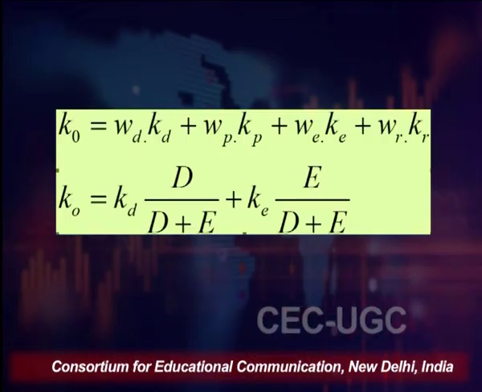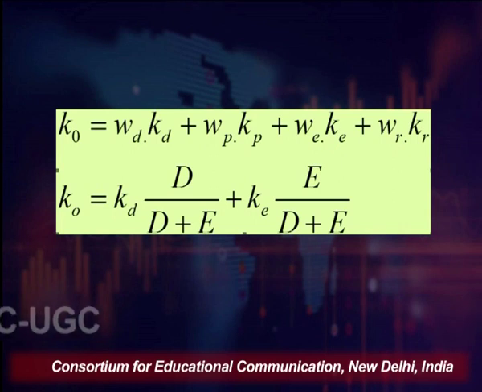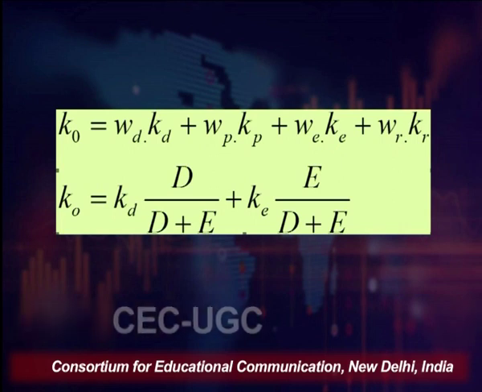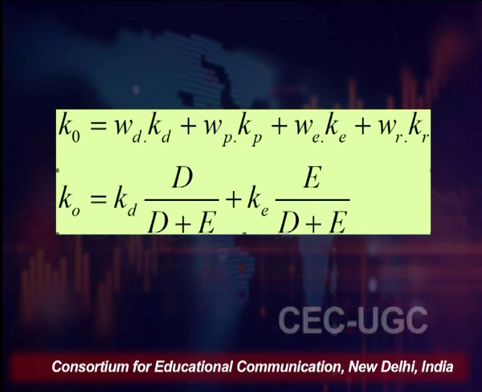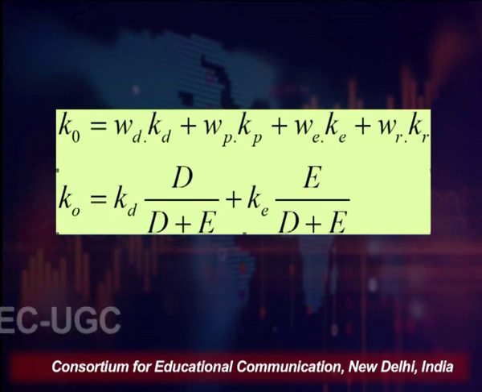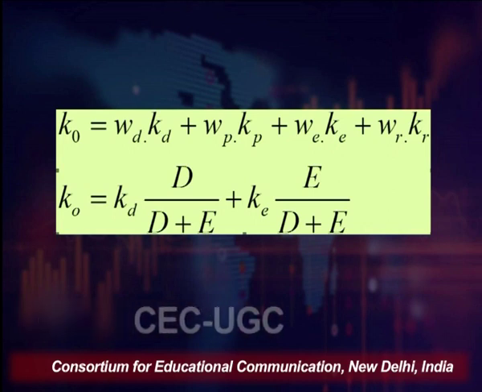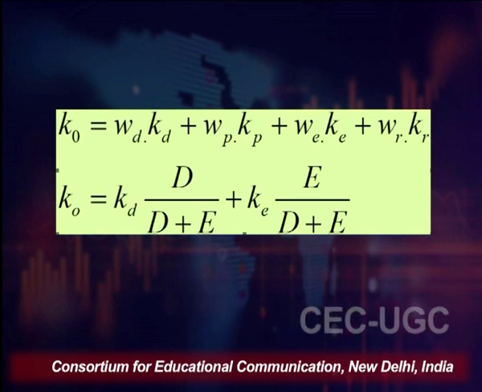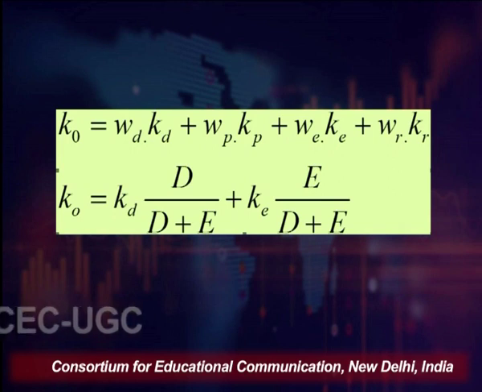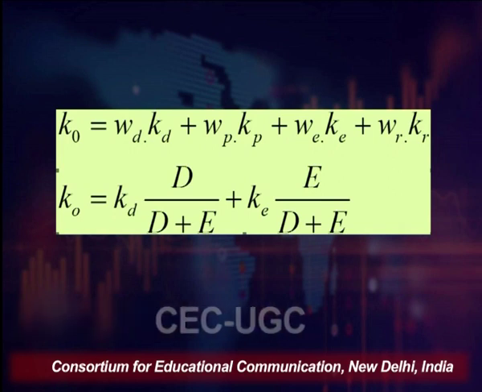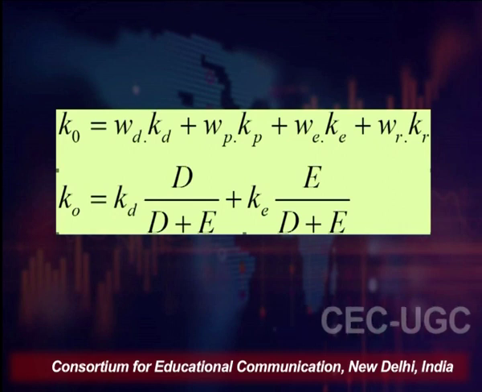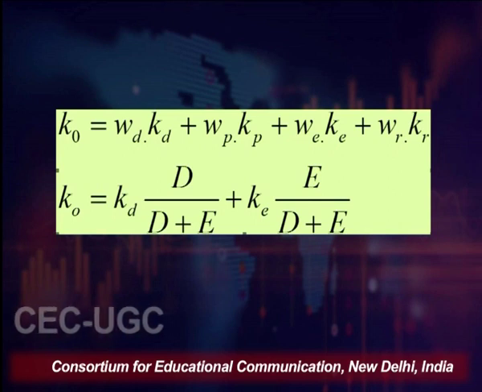The equation, or formula, for calculating WACC is visible on the screen, wherein the overall cost of capital, which is represented by KO or WACC, is equal to, using the 4 sources of funds we have discussed: weight of debt WD multiplied by cost of debt, plus weight of preference share multiplied by cost of preference share, plus weight of equity multiplied by cost of equity, plus weight of retained earnings multiplied by cost of retained earnings. So, this is the case when we are raising funds from all 4 sources.